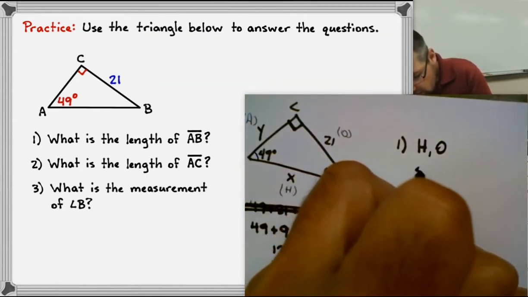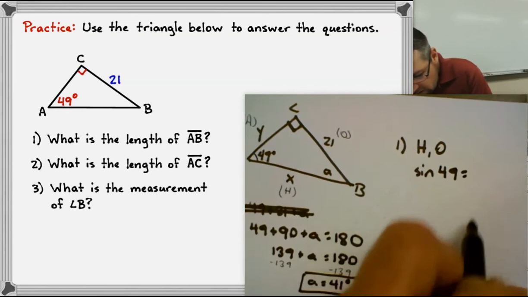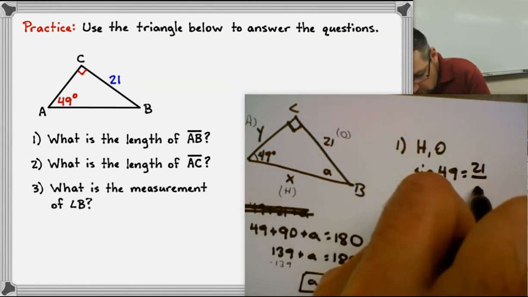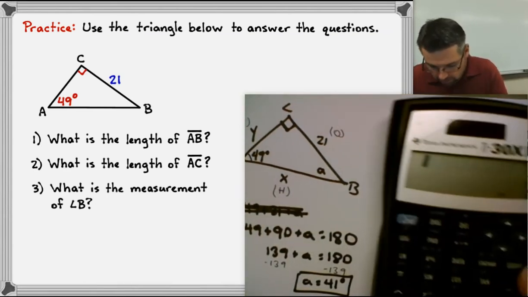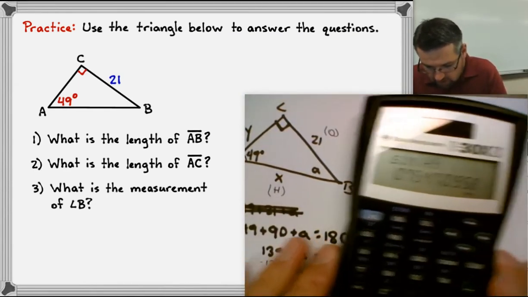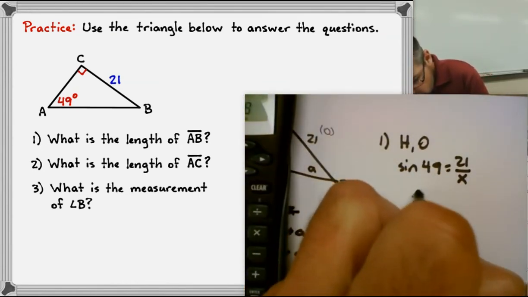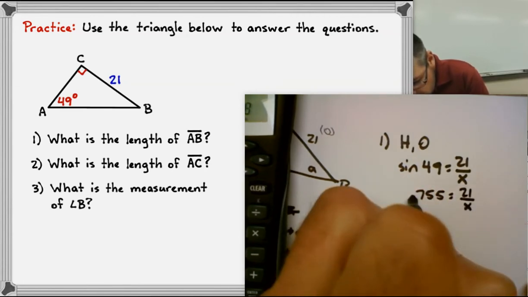So I'm going to use sine. Sine of the angle, so sine of 49 degrees, is equal to the opposite, which is 21, over the hypotenuse, which is x. And then we'd solve it from there. So we type into our calculator, like always, sine of 49. We end up with 0.755 equals 21 over x.